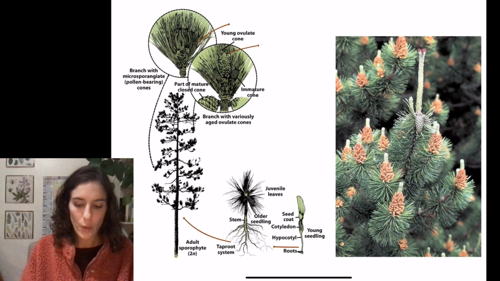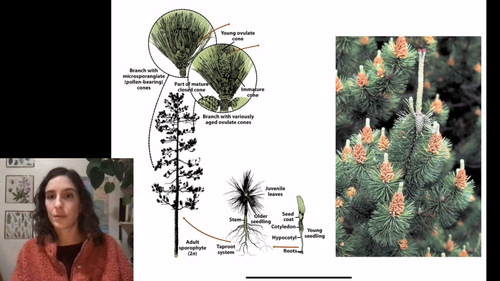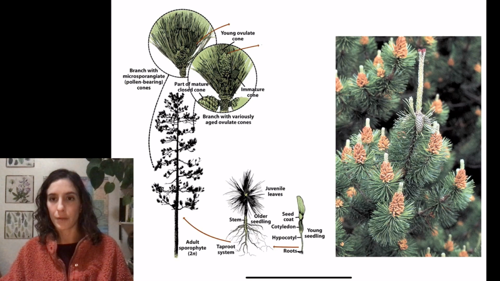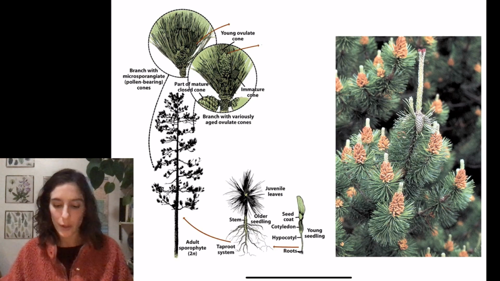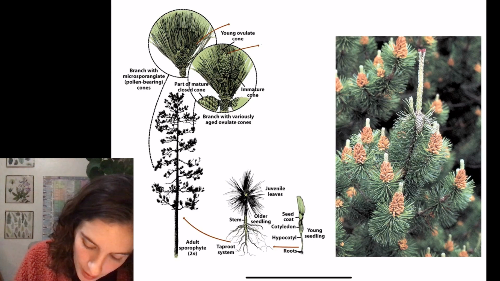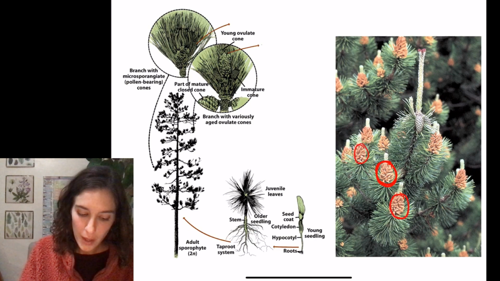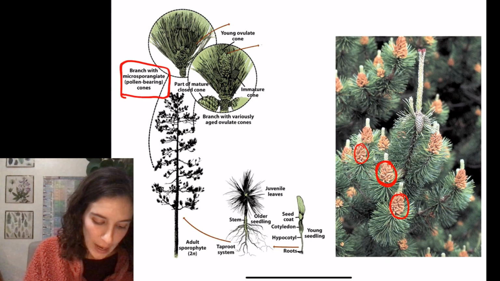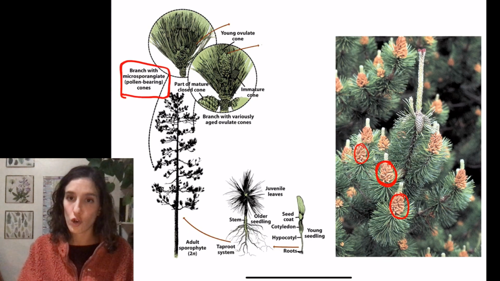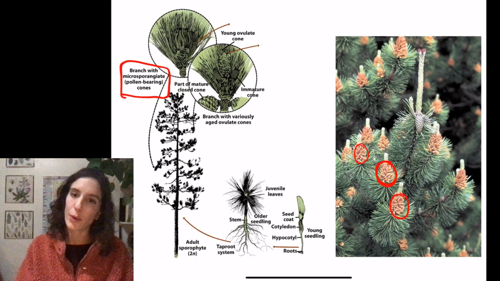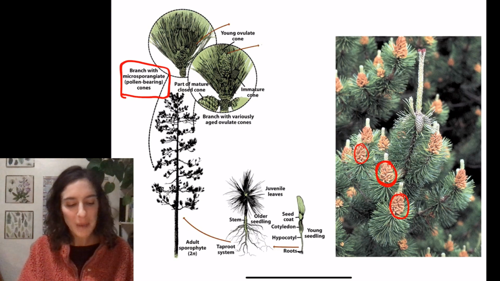Okay, so we have two very different types of cones here. We have male cones and female cones. In this picture, at least, the male cones are these numerous tiny structures here, okay? And those are also known as microstrobili or microsporangiate strobili, or pollen cones.